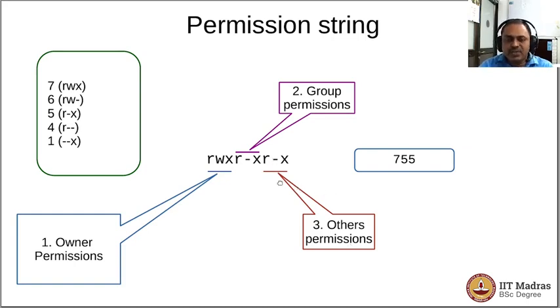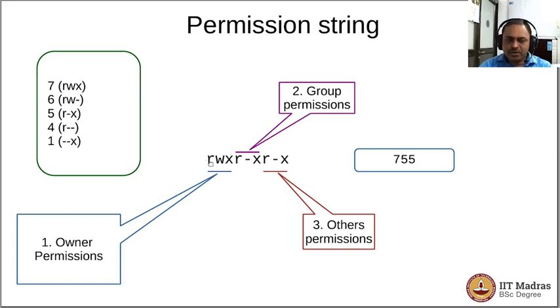Now there is a numerical way that you can also represent this particular permission string, and here I am writing it as 755. Why I am doing that is because the three characters can be represented as on and off switches in binary format. So you would have 1 here, 2 here, and then a 4 here.